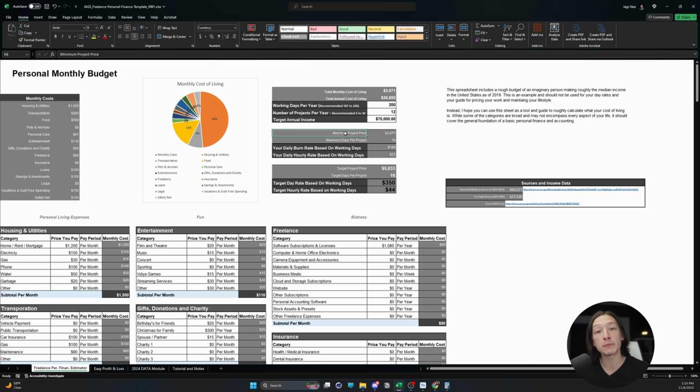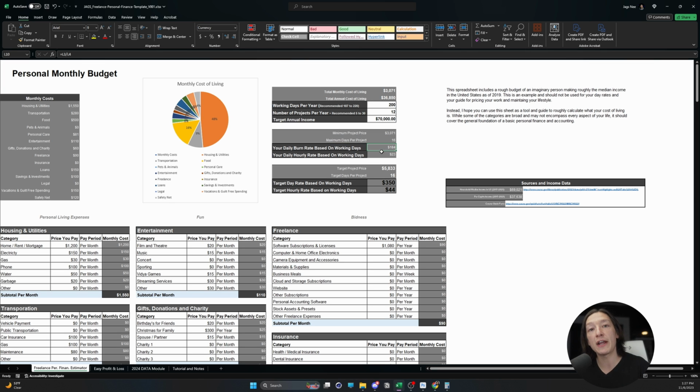So we can see our minimum project price, we can see our maximum number of days per project, our minimum target burn rate per day based on how many days we want to work, and our minimum hourly rate. So what this data is really saying is that if I were to work 200 days per year and I was to take 12 projects per year, that would mean that my minimum project rate, the minimum amount of money I could take on a project per month, would be about $3,070.